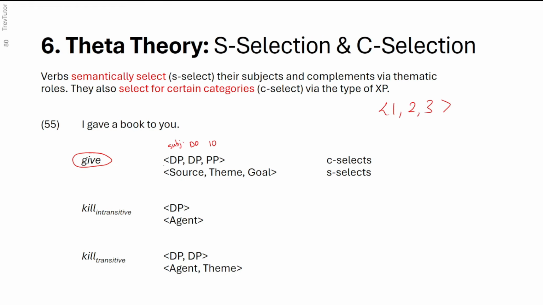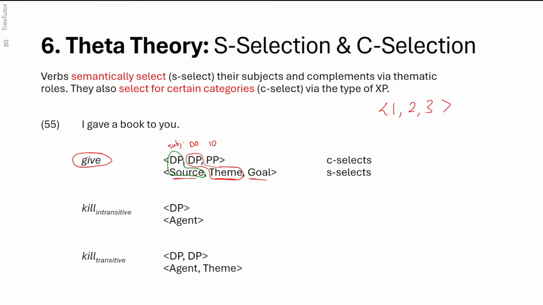This just means it's category selecting those things. So this is about the syntax, the type of phrase. But in terms of thematic roles, it wants specifically, in the order, the subject to be the source, the direct object to be the theme, the thing being given, and then it wants a goal for where it's going to. And we call this S-selection because this is about the selection of semantics. And these will line up. It's like saying give wants a subject source. It's C-selecting a determiner phrase, but it's S-selecting a source. Then it wants a determiner phrase theme. So it's C-selecting a determiner phrase, but it's S-selecting a theme, and those two combine.